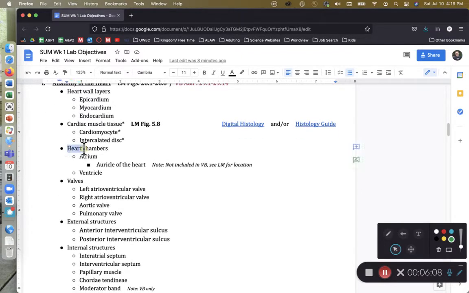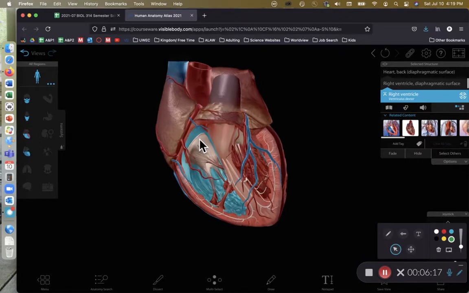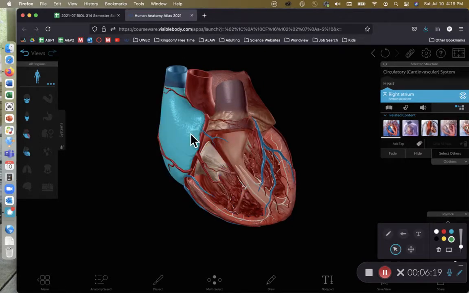As we look at the chambers of the heart, we have ventricles and atria. The ventricles are the inferior chambers of the heart. We have the left ventricle and the right ventricle. The atria are the superior chambers of the heart.